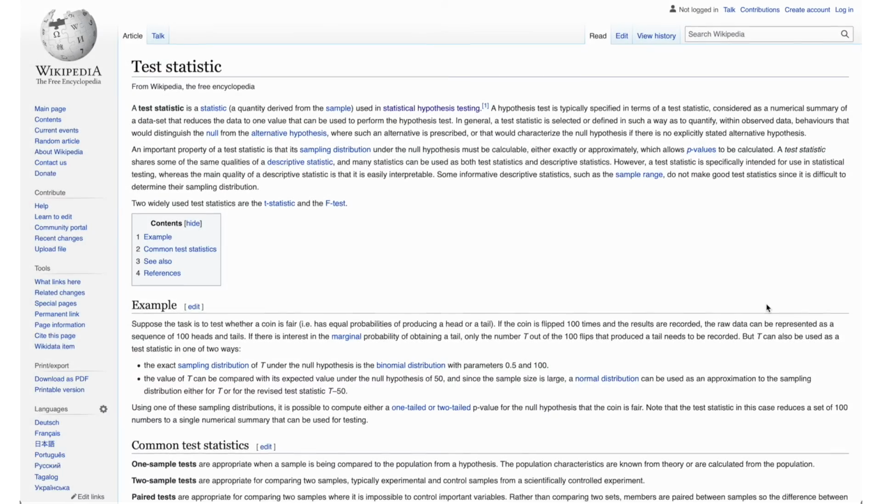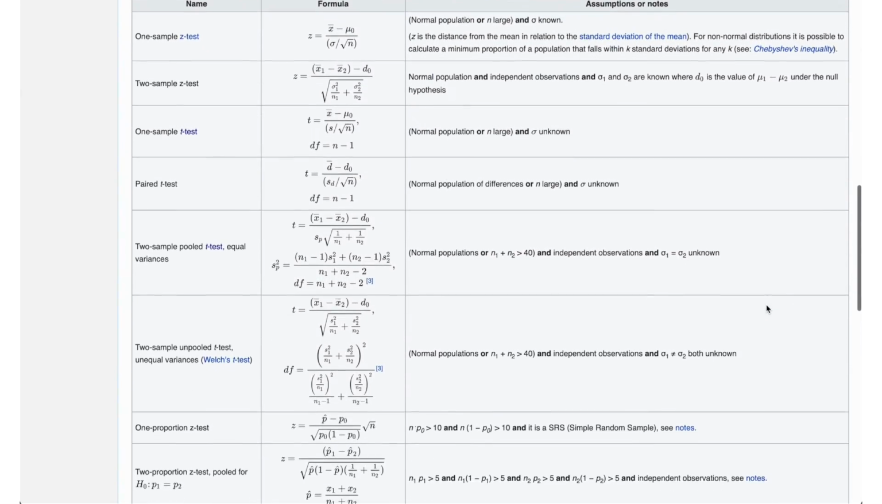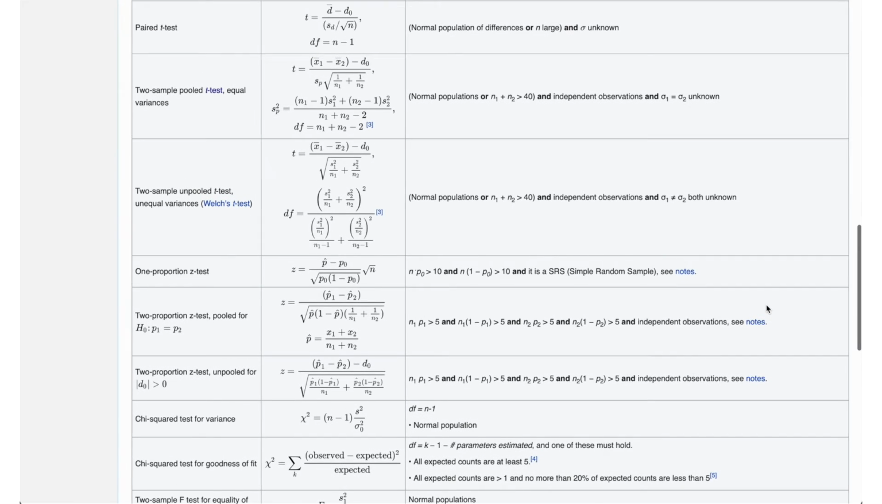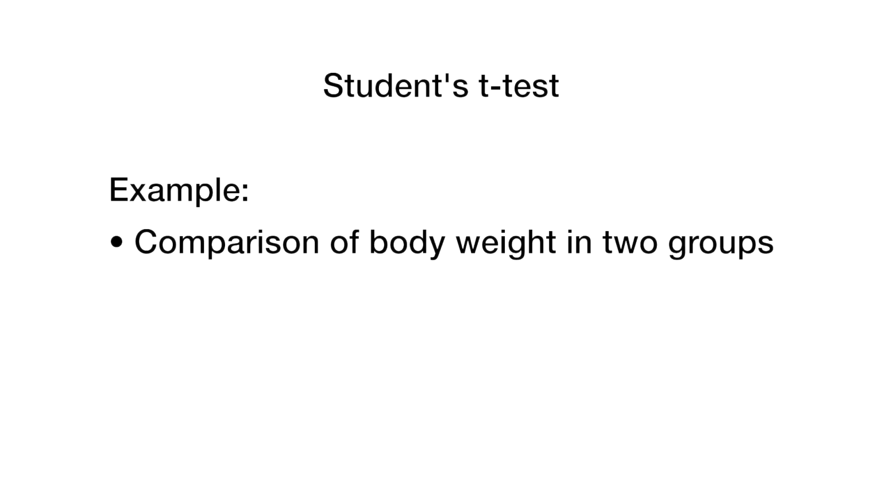A test statistic is a value calculated using our data according to a formula which somebody invented or which was derived based on mathematical considerations. Let's have a look at Student's t-test as an example, which is used to compare two groups. A typical example of using a t-test would be the comparison of body weight in adults, for example, to answer the question if there is a difference between the weight of women and men.